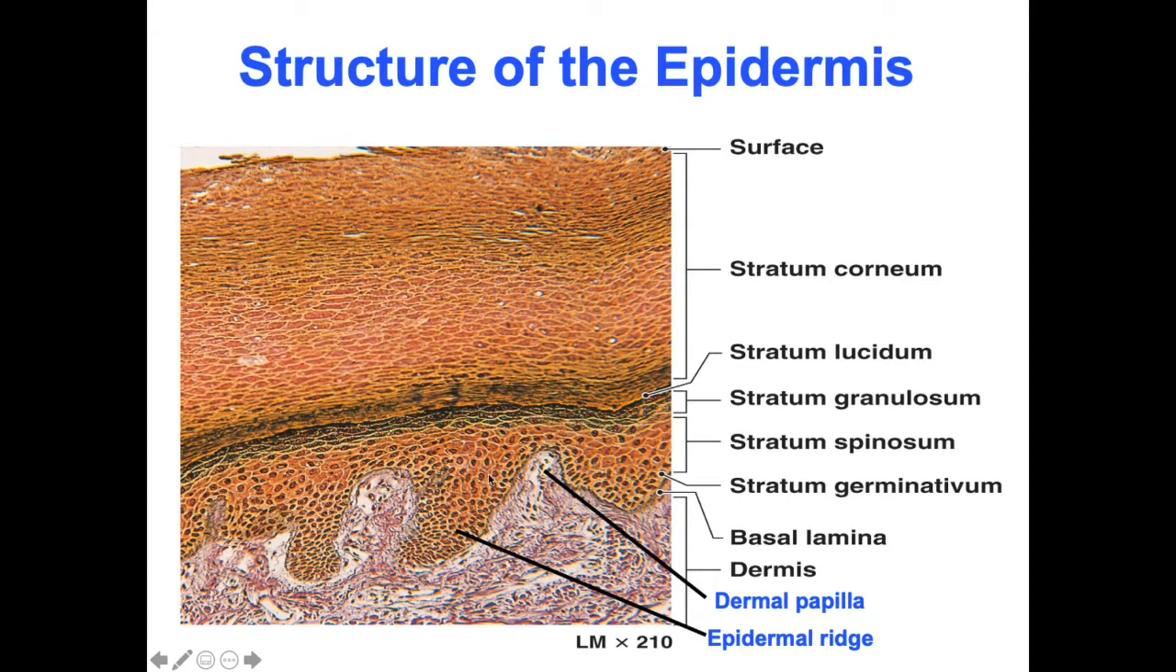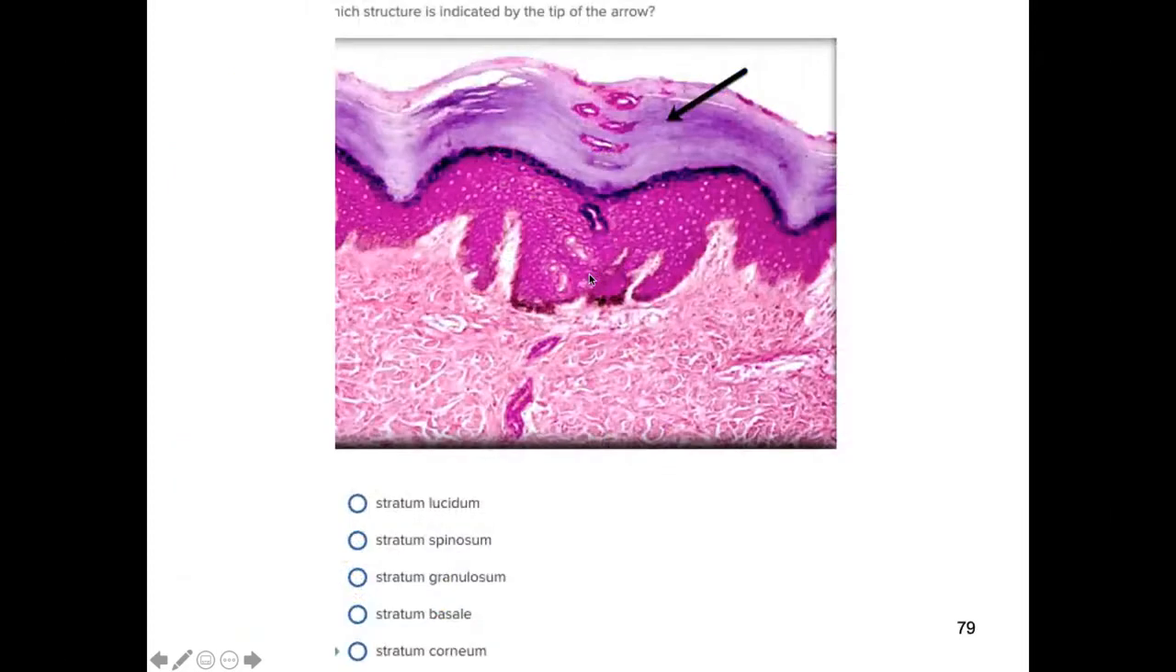And these stem cells multiply and divide, and they push upwards, and it takes about 4 weeks for those cells to reach the top. And then they slough off. They're dead cells that just slough off. Okay? So you should know those layers because I know that they like to ask them on the lab exam.